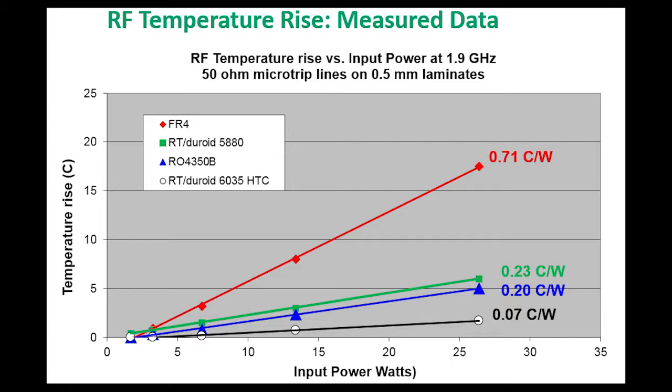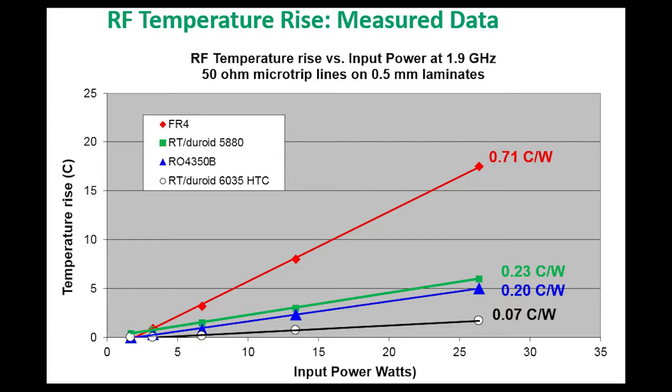These were 50 ohm materials on 0.5 millimeter, 20 mil laminates, bare copper, and we measured the temperature rise using equipment that we could graduate the power up to 20 watts, slightly above 20 watts, 20, 25 watts. You can see here the impact that thermal conductivity has, actual measured, compared to the various materials.